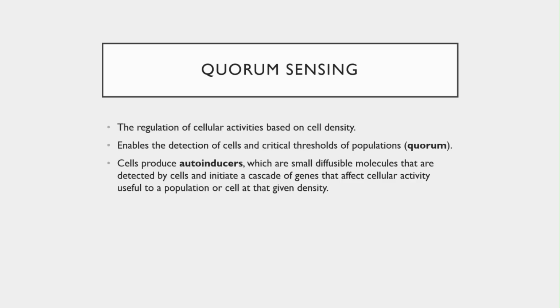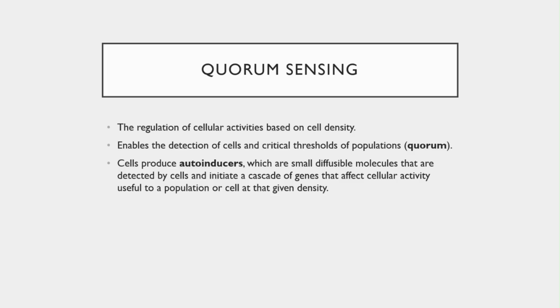So how do cells collect this information? Autoinducers are the chemical compounds used to sense surrounding microbial populations, such as the type of microbes and the concentration of cells. This enables the detection of other neighboring cells and critical thresholds of populations, called quorums, to be identified by a cell.